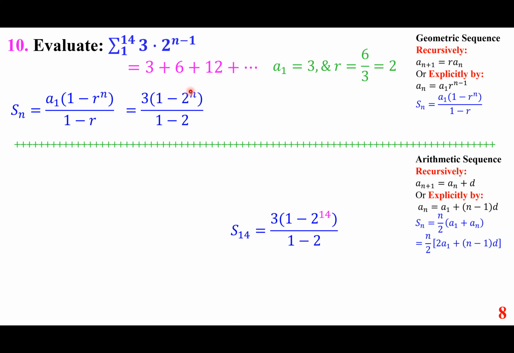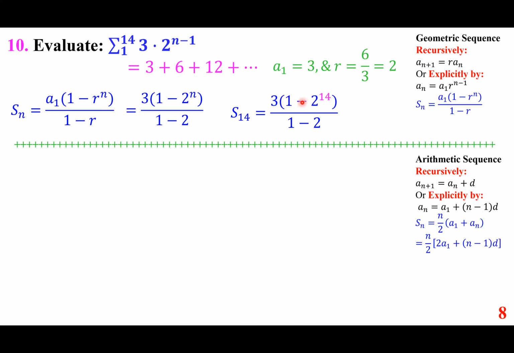14. And at this point, you raise 2 to the power of 14, subtracted from 1 times 3, divide by -1, meaning change the sign. This is a simple calculation. Putting into a calculator results in 49,149.